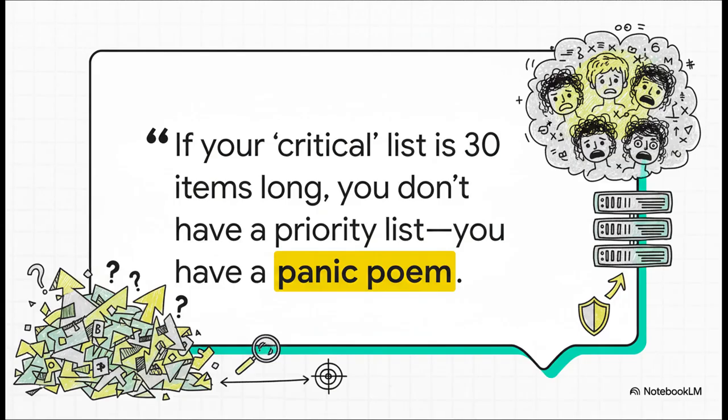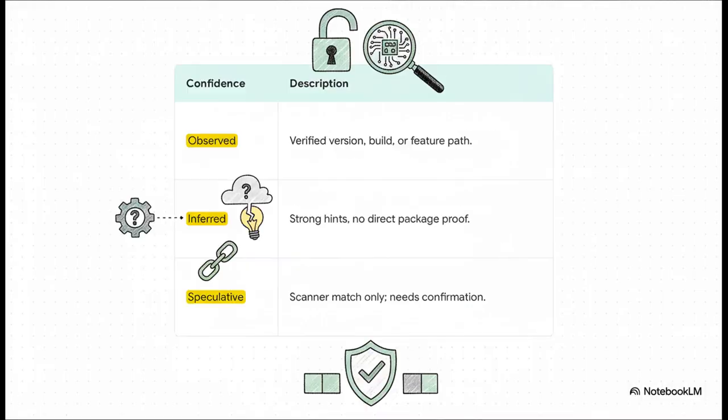This quote just nails it. If your critical list is 30 items long, you don't have a priority list, you have a panic poem. Just dumping a huge list of CVEs on a team without any context doesn't help them prioritize. It just creates paralysis. Our job isn't just to find stuff, it's to show the team which things pose a real, immediate risk.